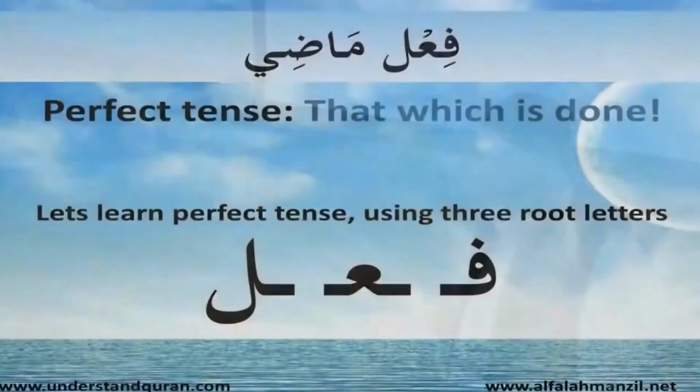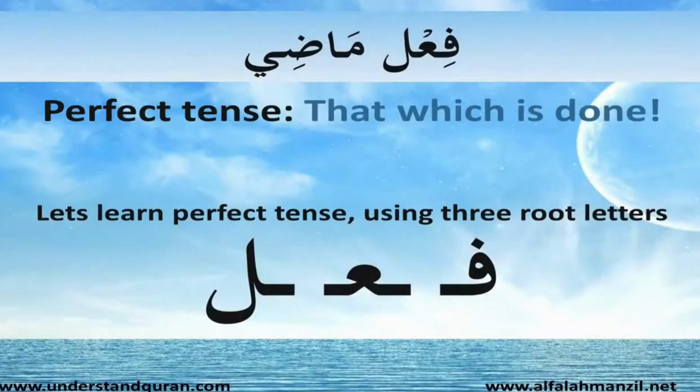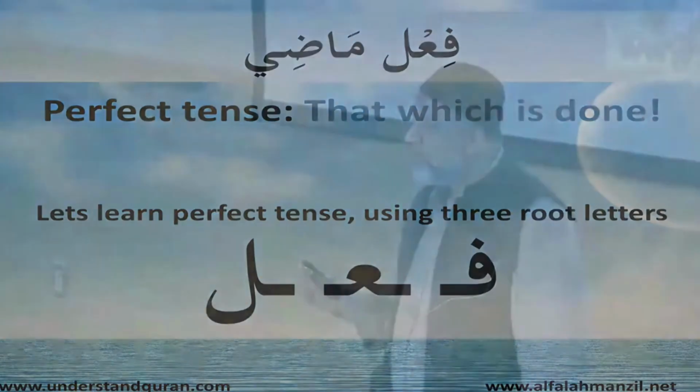Okay? So perfect tense is the one which is done. We know that. We have no doubt about it. It's done. It happened in the past. We can guarantee that this job has been done. Okay? In order to learn Fi'l Madi in Arabic language, the people of the Arabic grammar, they have created a pattern. What have they done? They have created a pattern or a style.